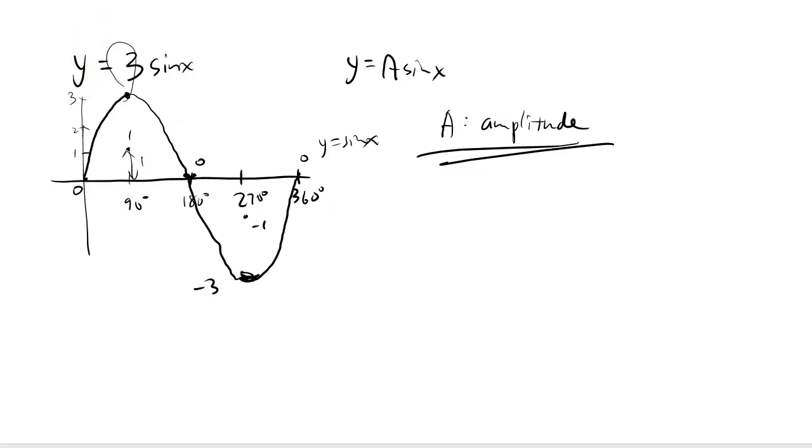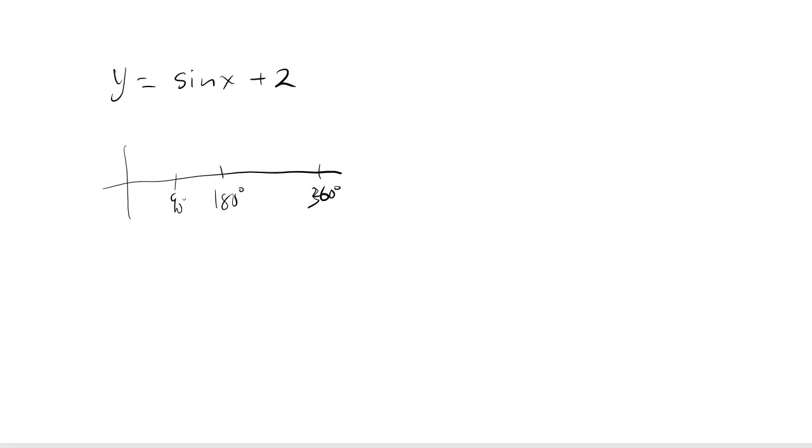Alright, next thing you need to know is what happens if you did sine of x plus 2. Alright, let's think about that. Again, we go to the previous graph. 360, 180, 90, 270. The more you practice drawing this, the better you're going to get, and you'll be more comfortable with the sine graph. Okay, so here's 1, here's negative 1, and 0.